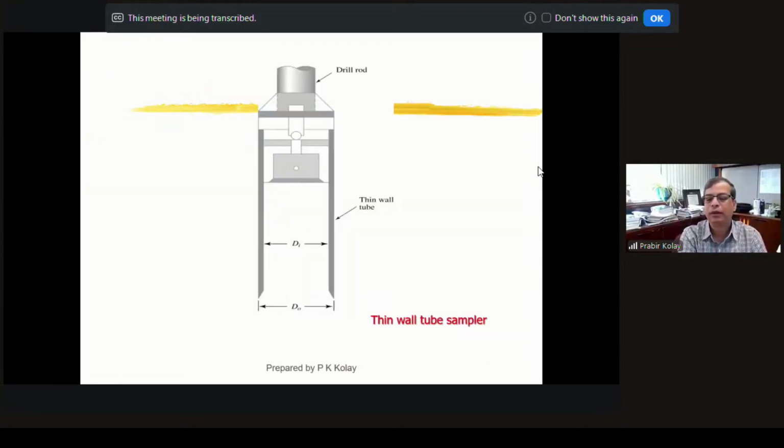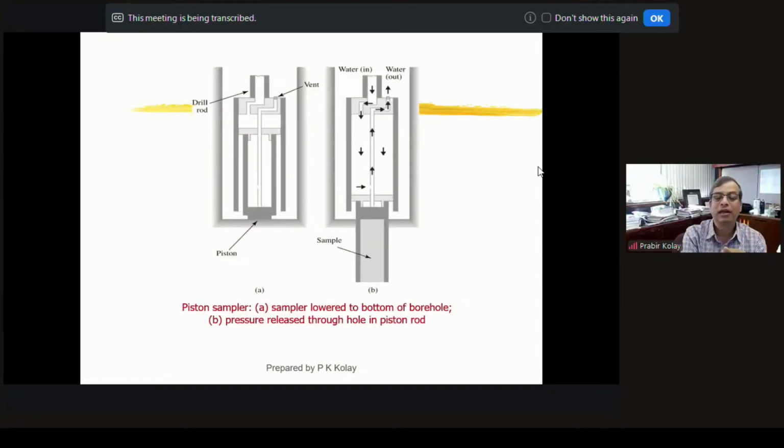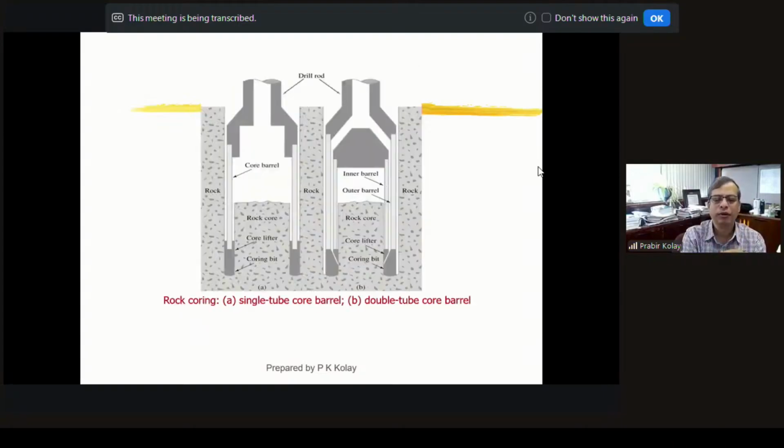So this is how a thin wall tube sampler looks. As I mentioned, we need to know the outside diameter and the inside diameter, and that is a cutting shoe. We just push it into the ground to collect with the thin wall tube sampler. These are the mechanisms of the piston samplers to collect the soil sample, and we're going to go into detail.